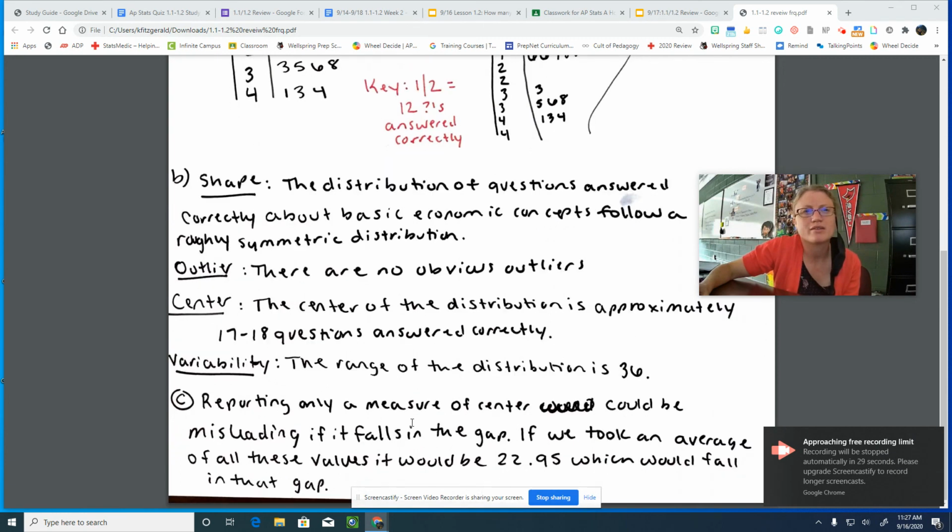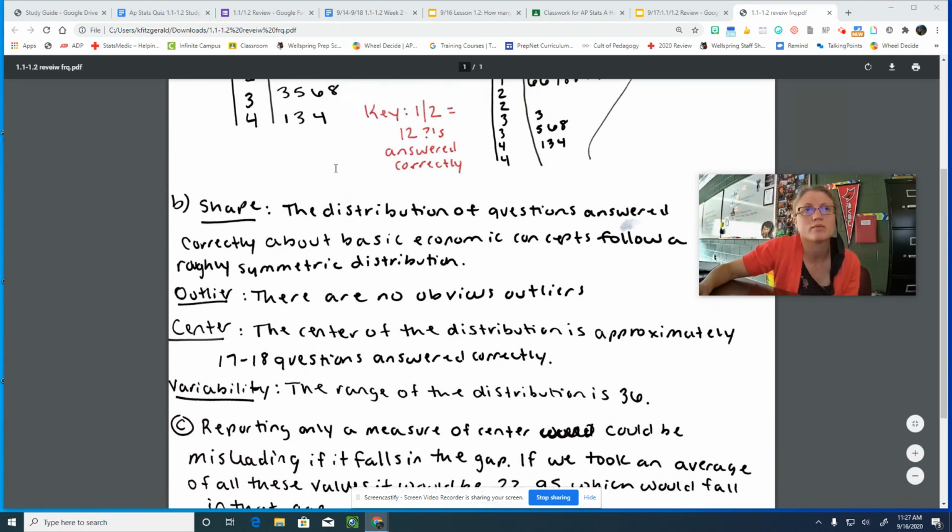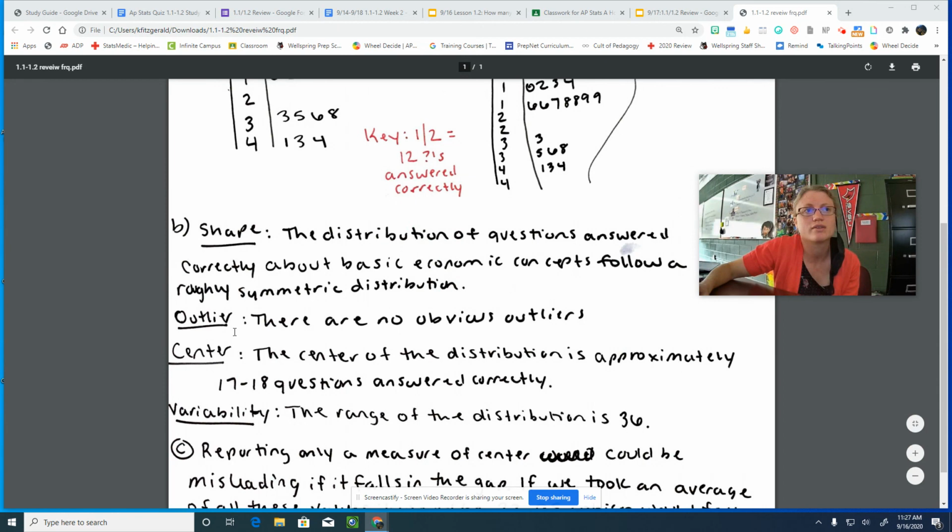So part C is a little bit of a bonus, so don't freak out about that one. Just make sure you're good on interpreting the stem plot, doing the things here.